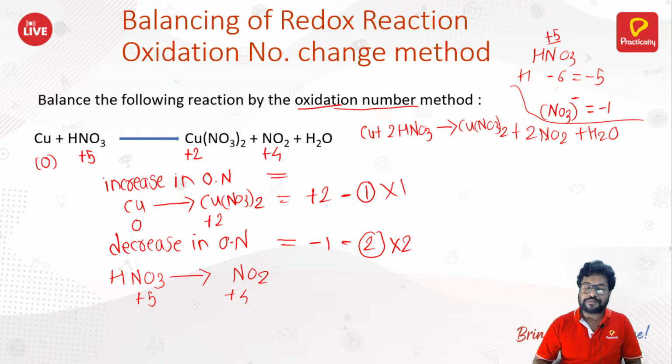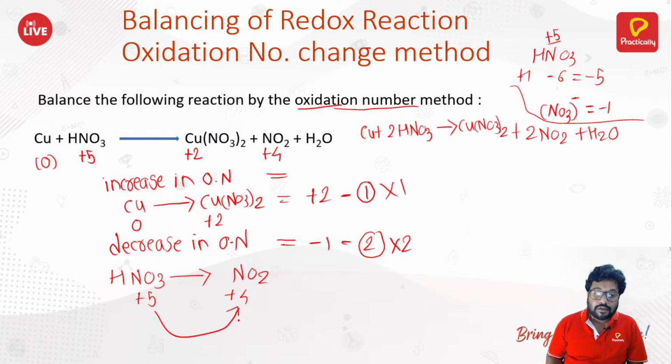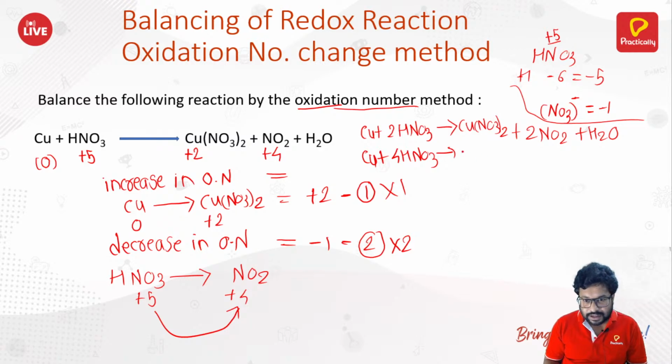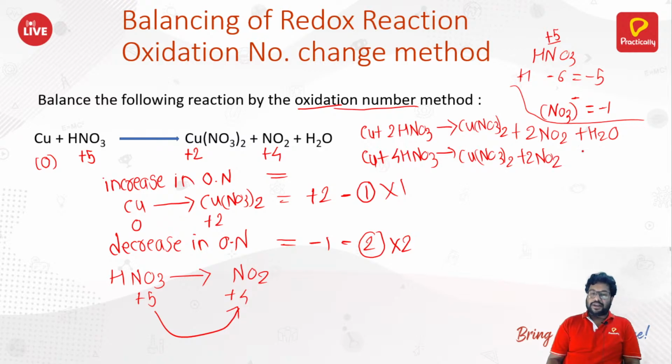So basically there are 4 nitrogen. That means you should have 4 nitrogen on the left hand side also. Out of those 4 nitrogen, only 2 nitrogen has got reduced from +5 to +4. Other 2 remain as they are. That is why you can always add it. No problem with that. So you will have Cu plus 4HNO3, CuNO3 2 plus 2NO2. Okay. Now let's look at if everything is balanced or not.